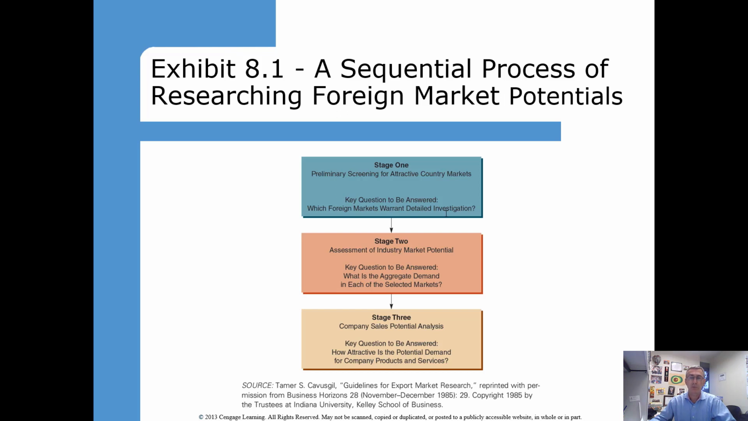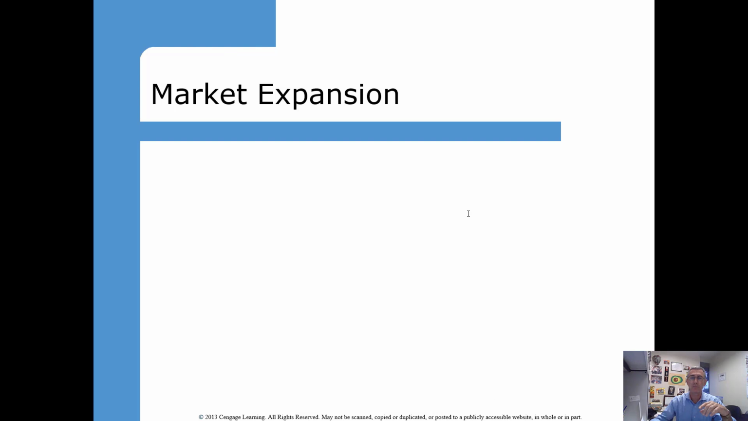Once you've answered that, and you have a worthy answer for your effort, then you can go to stage 3, company sales potential analysis. How attractive is the potential demand for the company's products and services? Now it's more about what we're providing. And again, think about that SWOT analysis I gave you earlier, where we're trying to connect the dots between your internal product offering and the external opportunity in that market overseas.